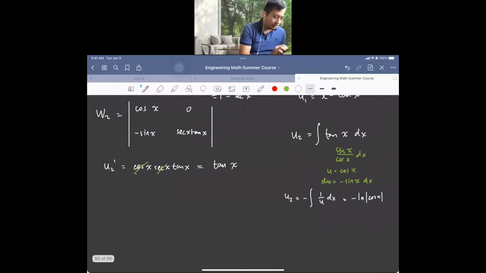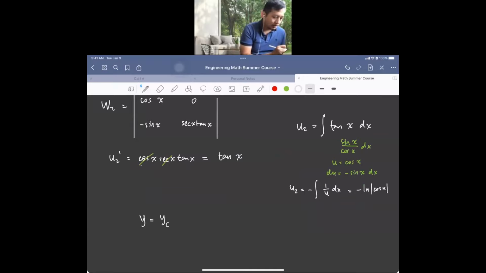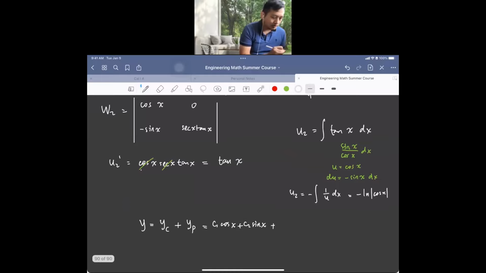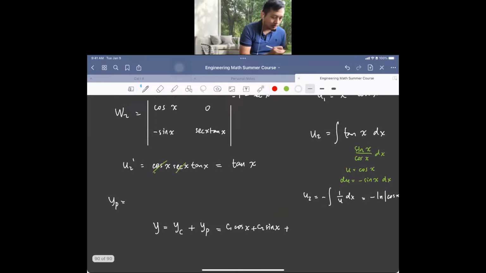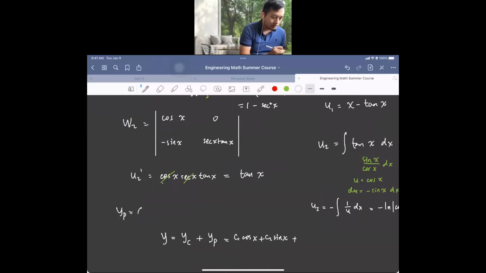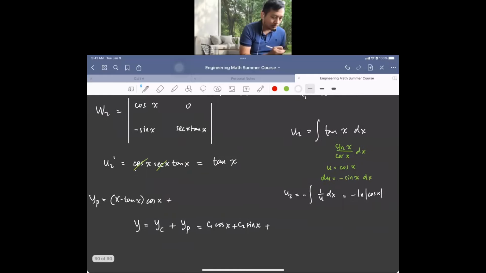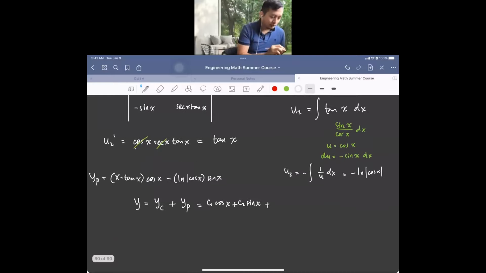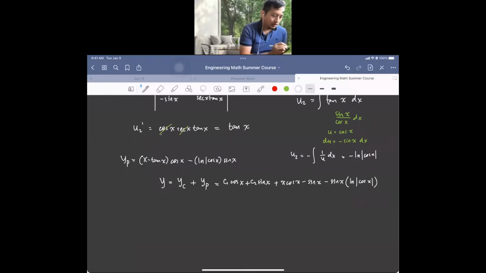Okay, so we can set up our final solution, combining the complementary and the particular solutions. The complementary will be c1 cos x plus c2 sine x plus the particular solution. Remember that we multiply u1 with y1, so x minus tangent x cosine x plus sine x. So we can write down that this is x cos x minus sine x minus sine x ln cos x. Okay, that's the general solution.